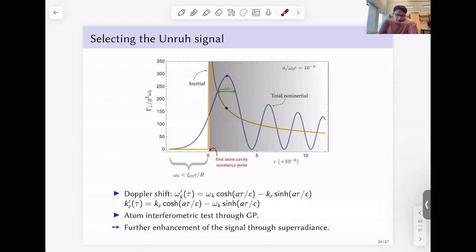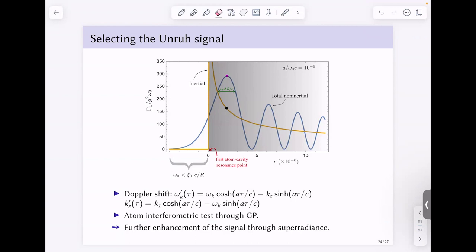Yeah, I was trying to argue that in all of these setups where you will try to detect the Unruh signal, you will also be competing against the effects due to ambient laboratory temperature, right? I missed that word, ambient.